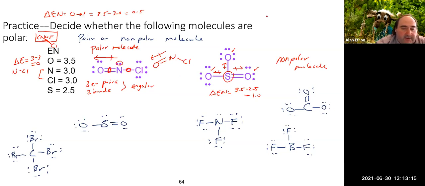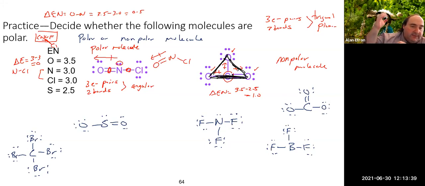The geometry here is 3 electron pairs and 3 bonds, which means this is trigonal planar. Trigonal planar is a triangle, basically, which means we have a triangle happening here. And at the corner of each triangle is an oxygen pulling equally, which means they are going to cancel each other out. And again, that's why it would be nonpolar in this case.